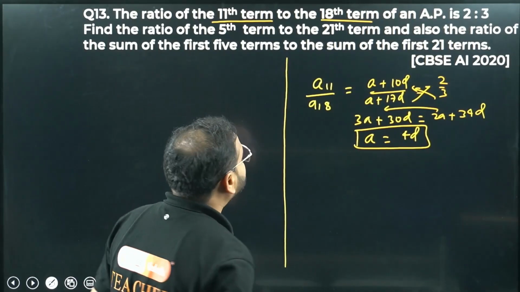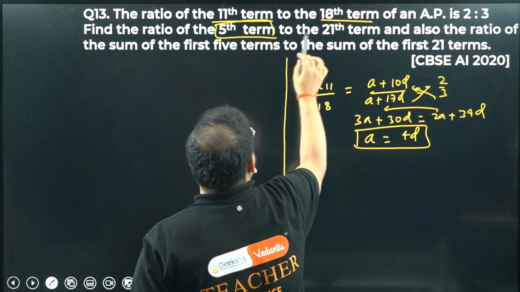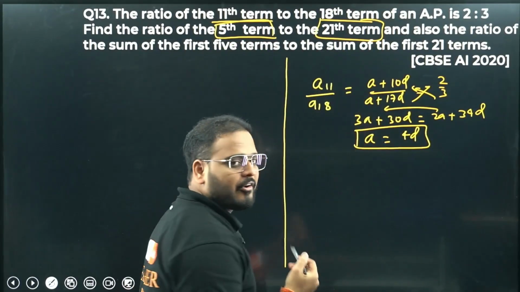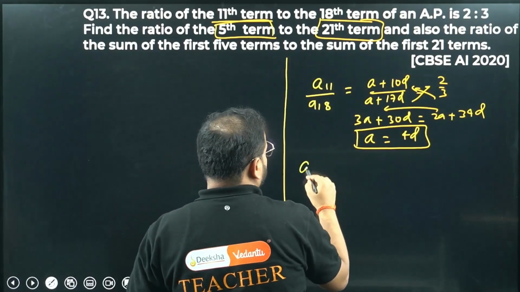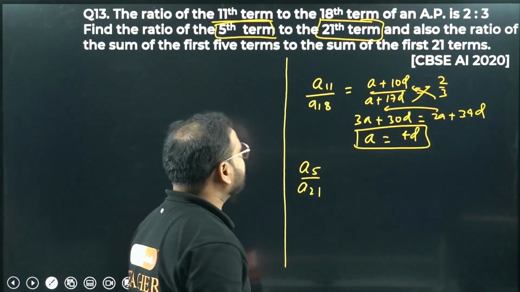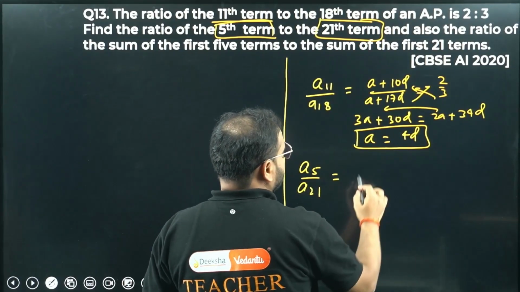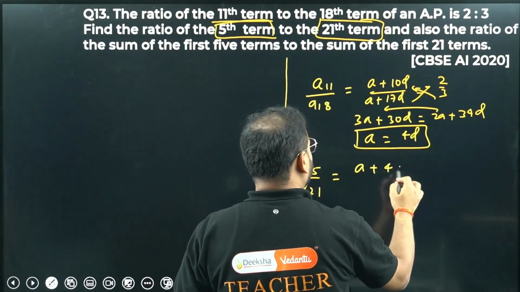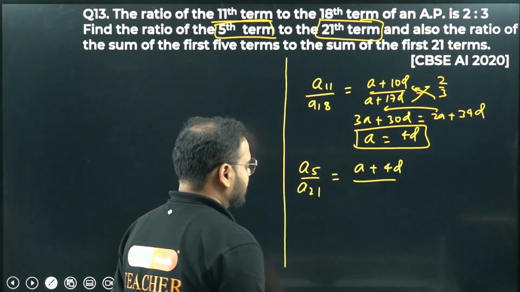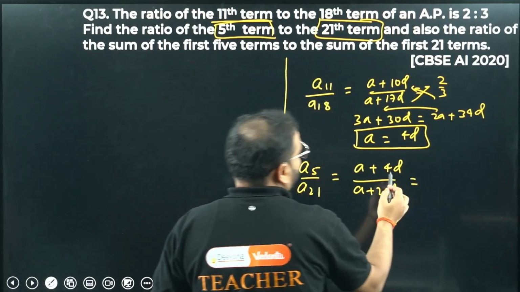Okay, now we'll see what they're asking. The ratio of 5th term to 21st term. How can I write this in symbols? Please check. A5 upon A21. That's how you write it. How to write A5, bacha? Same way, A plus 4D. Okay, 21st term, A plus 20D. 4D is how much? A.